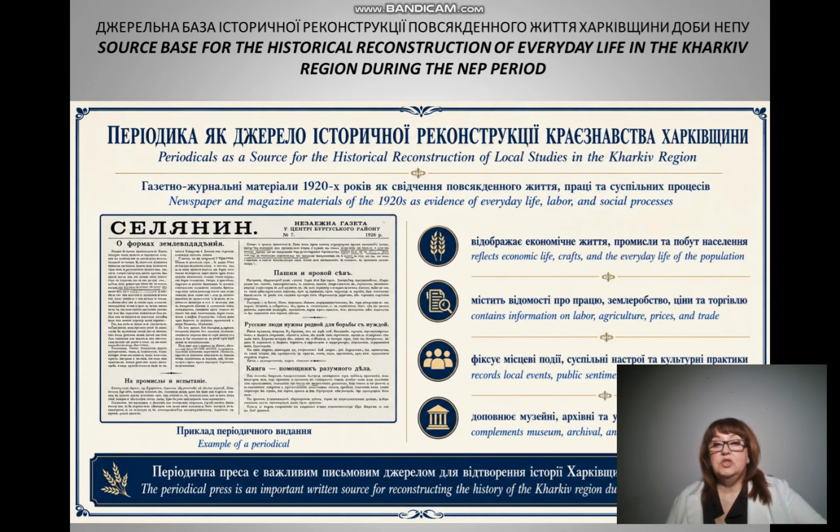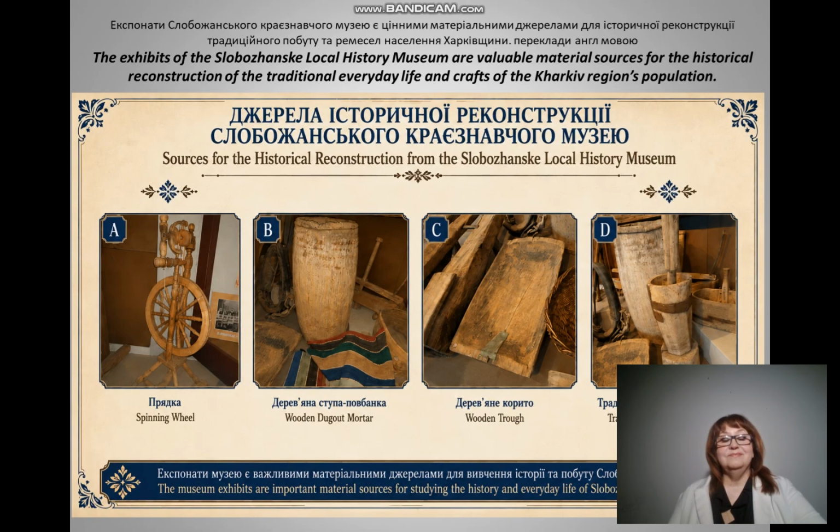They contain information on labor, agriculture, prices, and trade. They record local events, public sentiment, and cultural practices. They complement museum, archival, and oral history sources. The periodical press is an important written source for reconstructing the history of the Kharkiv region during the NEP period.